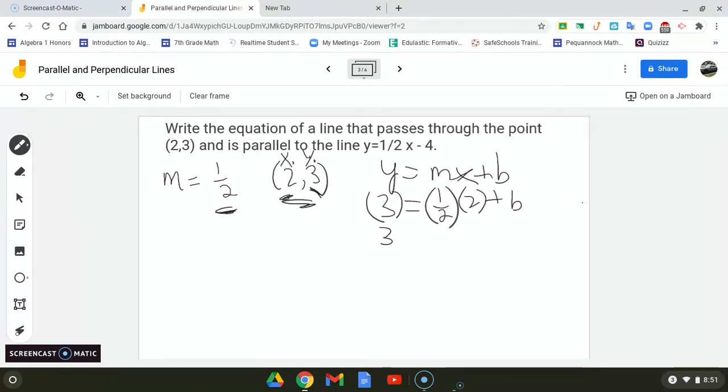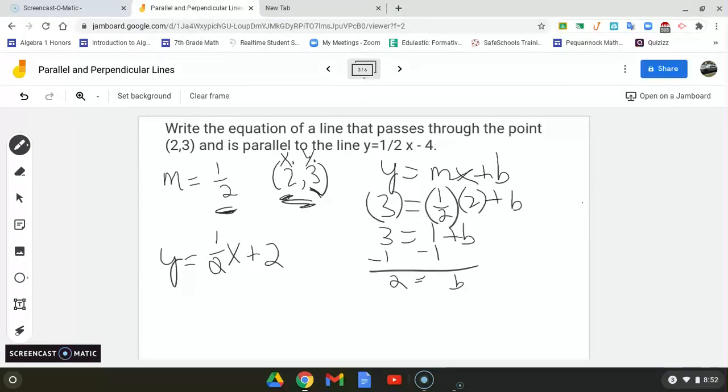So that means 3 is equal to, well, half of 2 is 1, plus b. Subtract 1 from both sides, and we find out that b is equal to 2. So our equation is going to be y equals our slope 1/2 x, and then our y-intercept, our b, is plus 2, which is the same thing we got when we did it in the other form. So as you can see, either form is okay, either way you want to do it. It doesn't matter, it's up to you. Okay, let's do one more example.